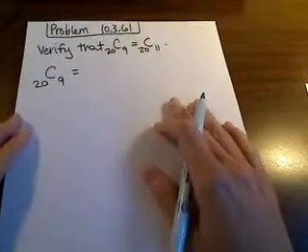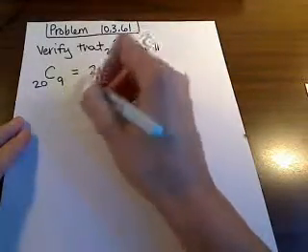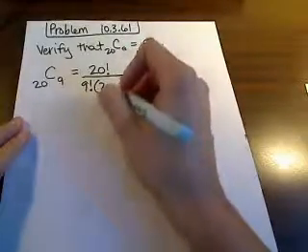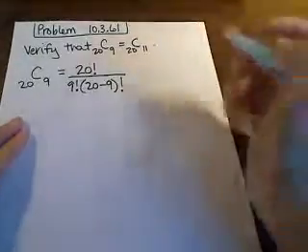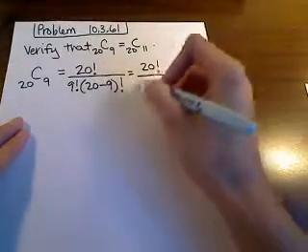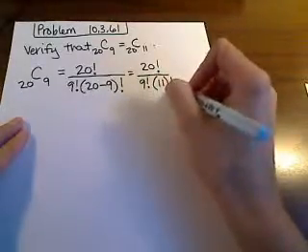So a combination of 20 things taken 9 at a time using the formula for this is 20 factorial over 9 factorial times 20 minus 9 factorial. Okay, and then if we simplify, so this is 20 factorial over 9 factorial, and 20 minus 9 is 11 factorial.